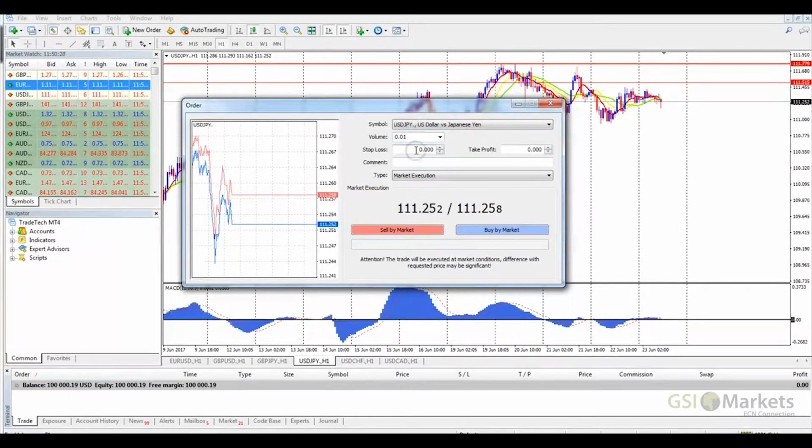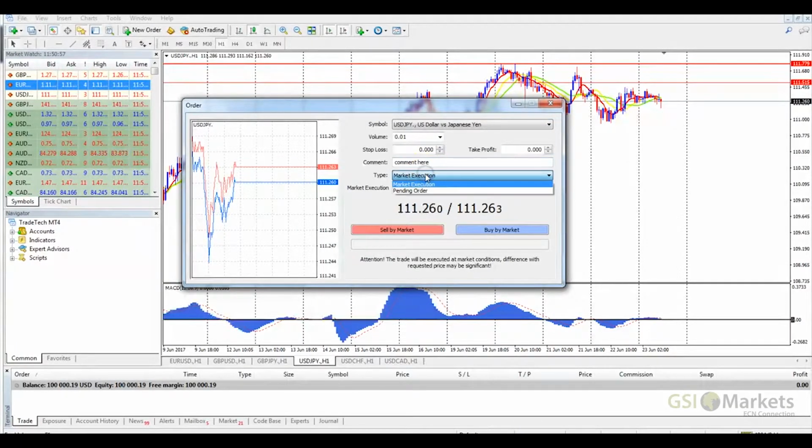Looking further down, we can see the two fields, Stop Loss and Take Profit. The Stop Loss will automatically close our trade when the price reaches the specified value in order to protect our account from excessive losses. The Take Profit is used to automatically close a winning trade when a desired price has been met in order to lock in profits. We can also make a comment on our trade in the space below.